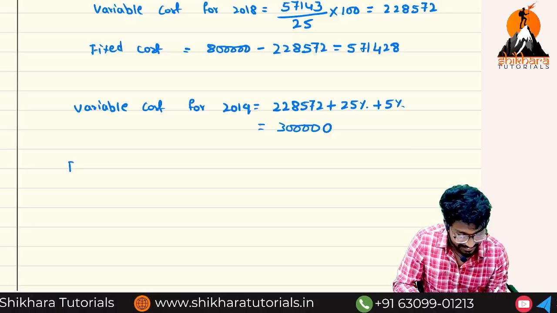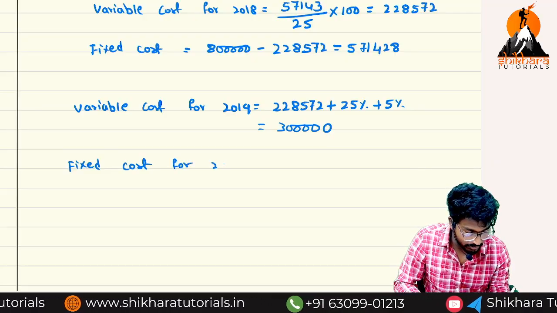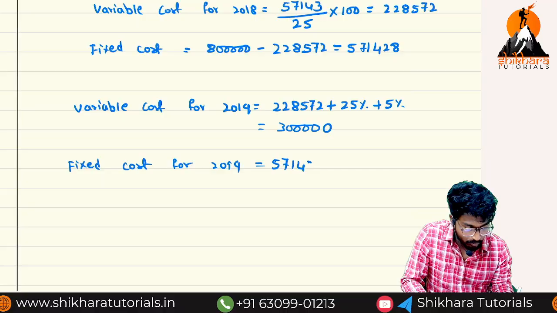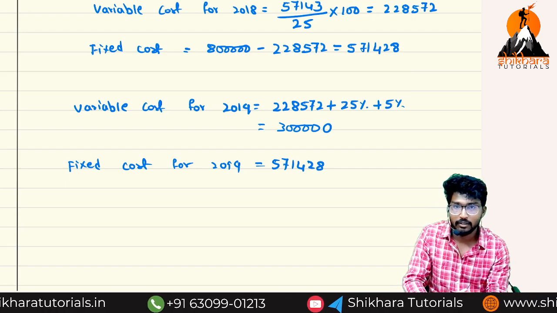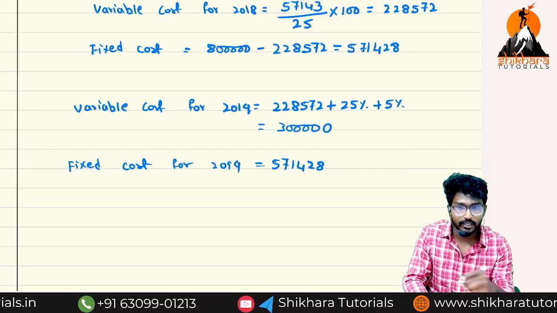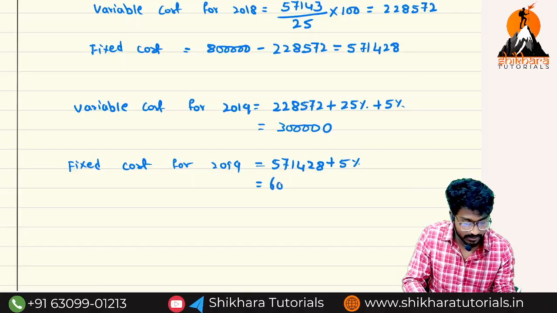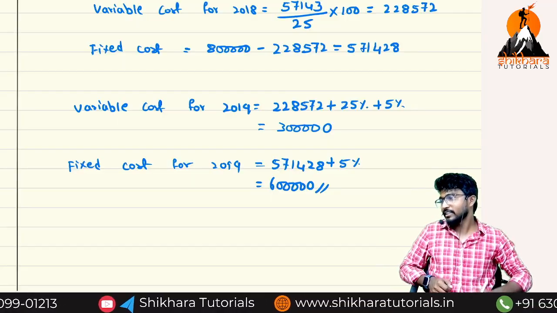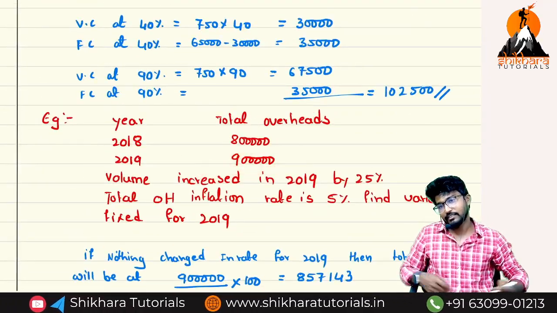Next, fixed cost for 2019. 5,71,428 is our fixed cost for 2018. Now fixed cost is not affected by which one? Volume, but it is affected by rate, plus 5%. 6 lakhs. Am I correct? 6 lakhs plus 3 lakhs. What is the total cost for 2019? That's how we got it.